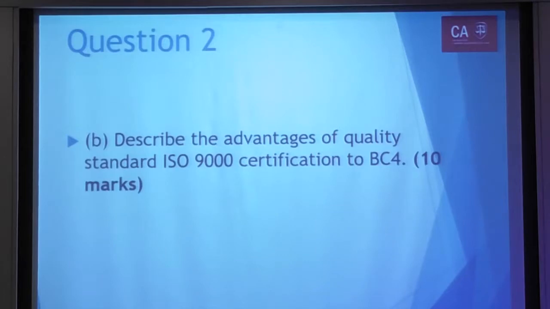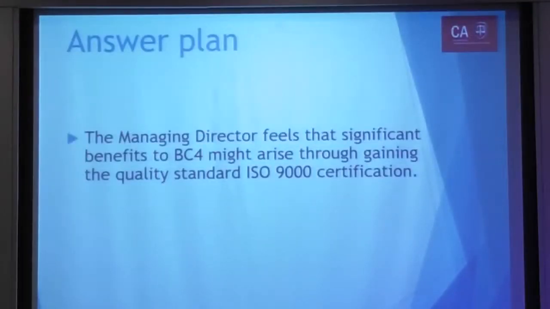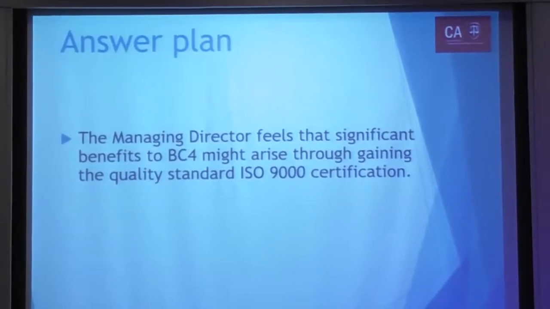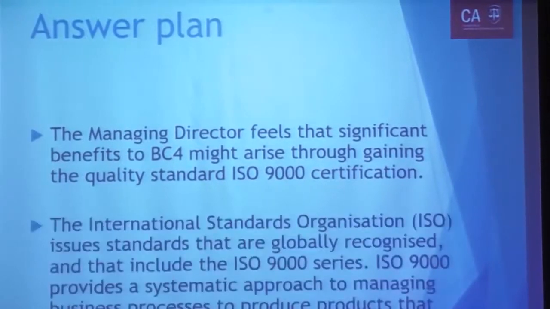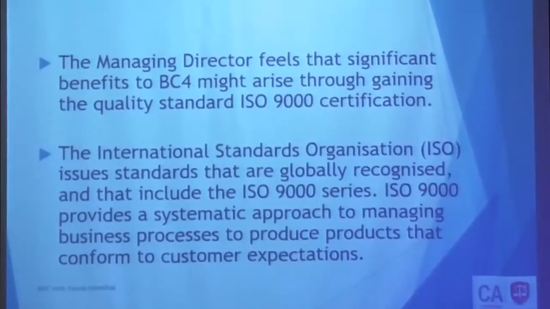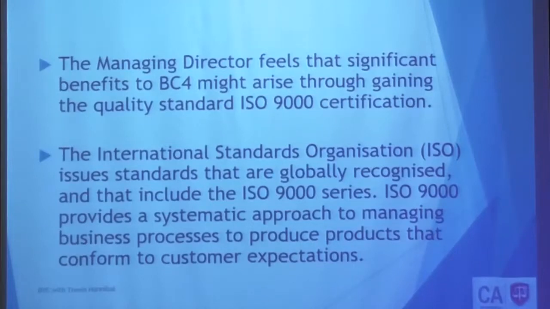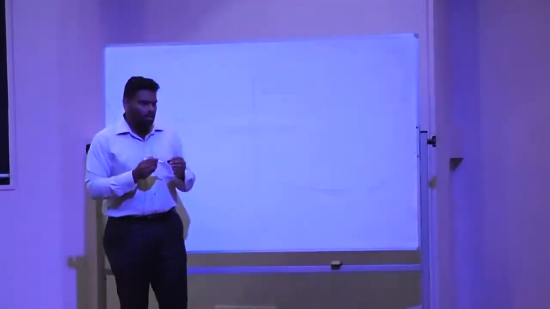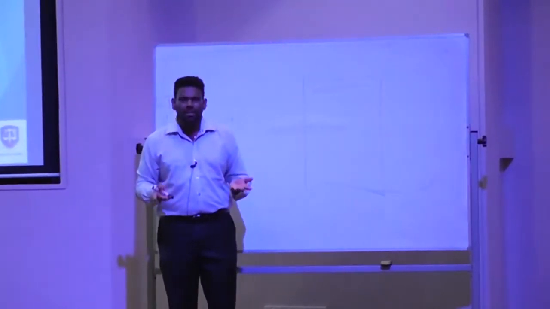So I have mentioned some points, guys. Let's go through that. The managing director feels the significant benefits of BC4 might arise through gaining a quality standard, and this is a small introduction. So guys, how many marks for this? You are looking at 10 marks. Ideally, your answer structure for this particular question would be, so if this is your page, you come up with just one sentence which you talk about this. This is too much actually. But for 10 marks, I would say minimum, you need to come up with at least 4 benefits.